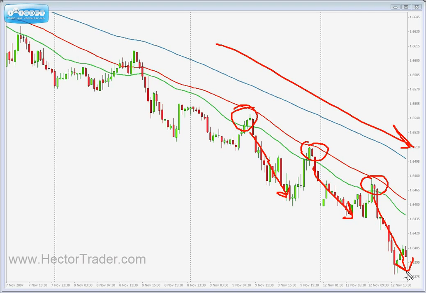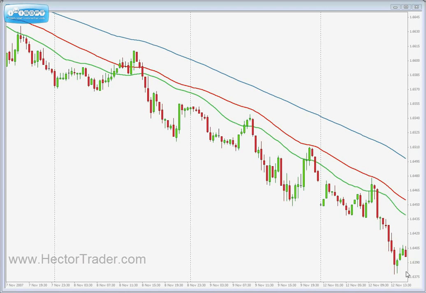Reversal formations at the dynamic area of resistance or support in the direction of the main trend is one of my main trading strategies. I will elaborate on those reversal formations in chapter number 3, but in this video I wanted you guys to understand the importance, at least as far as my trading approach goes, of the area between the 30 and the 50 simple moving average.